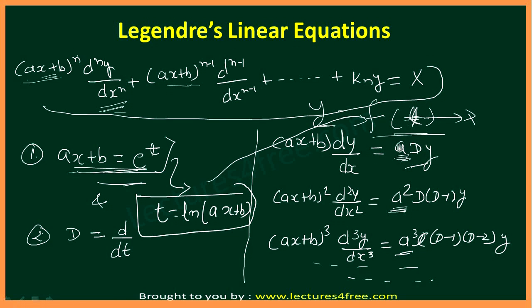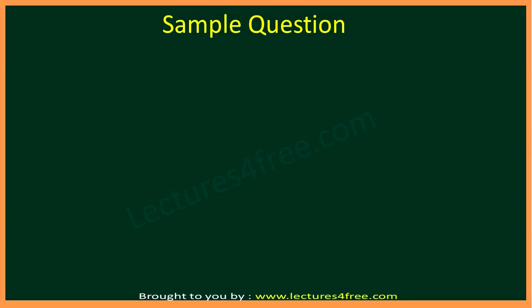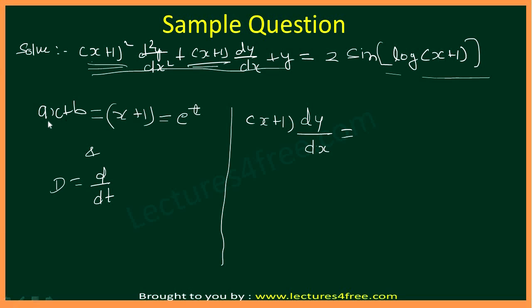Okay, but what is a in this question? A is equal to 1. As we can see here, if you compare this, ax plus b equal to x plus 1, so you will get a is equal to 1 and b is equal to 1. Okay, so here you have to replace with a dy, or you can write it like 1 into dy means dy.